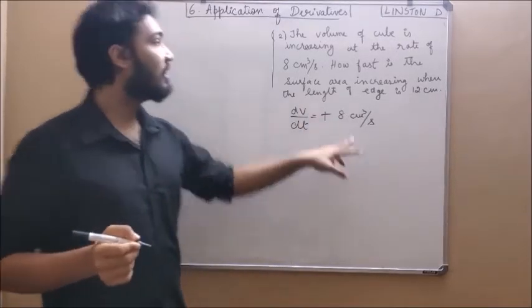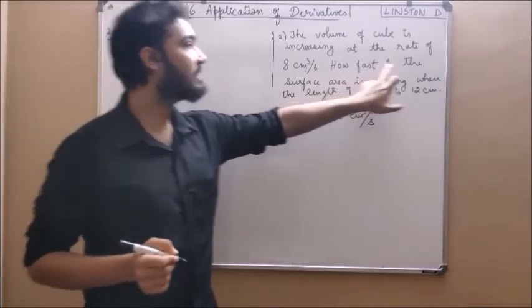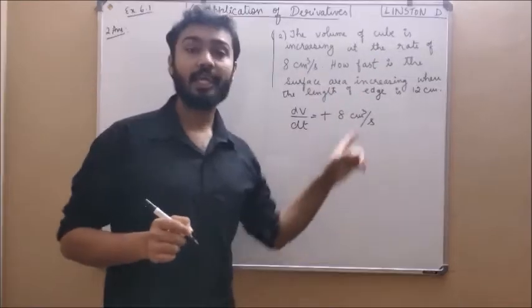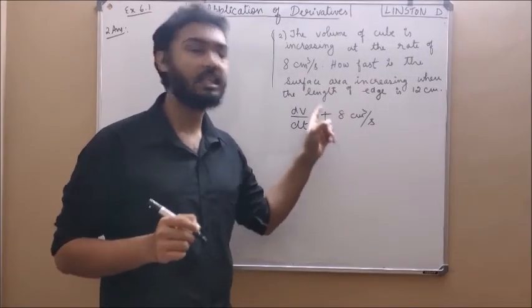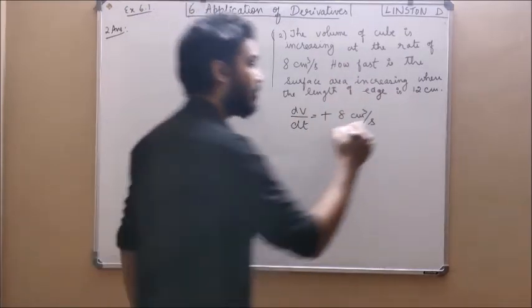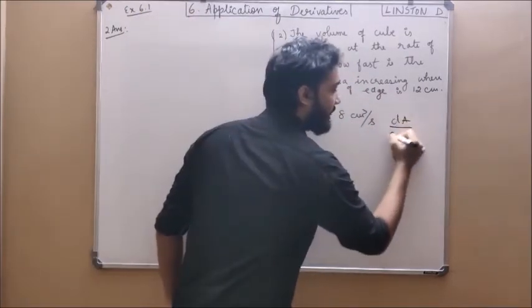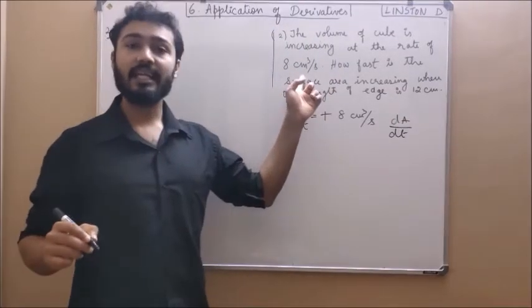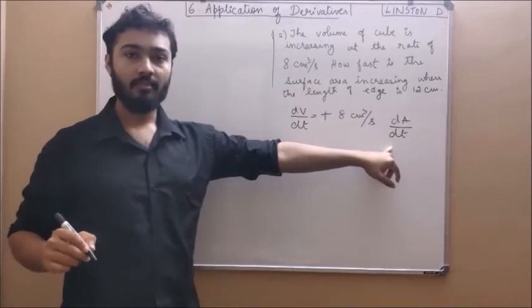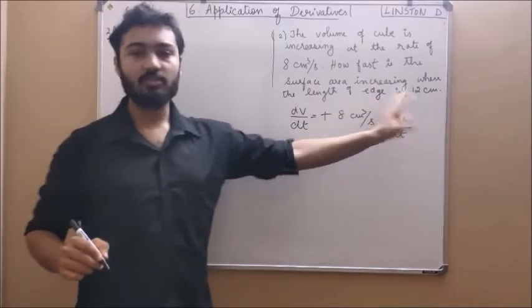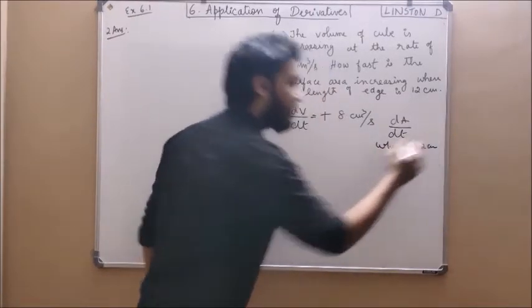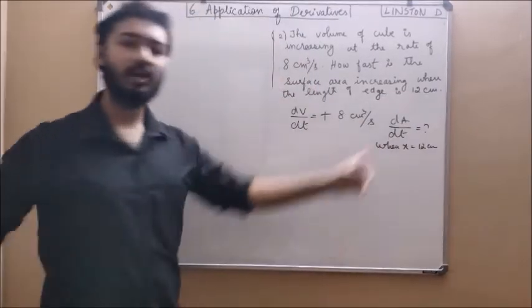Then they have asked how fast the surface area is increasing when the length of the edge is 12 centimeter. So here we have to find how fast the surface area is increasing, meaning the surface area increases with time. So we have to find dA by dt, the rate of change of increase in the surface area with respect to time, when the length of the edge is 12 centimeter, so when x equals 12 centimeter. This much we have to find.